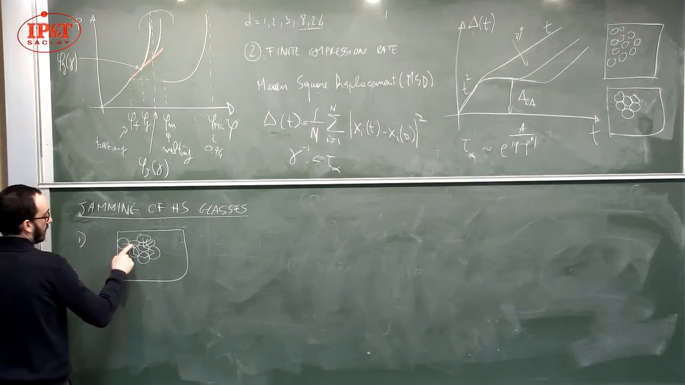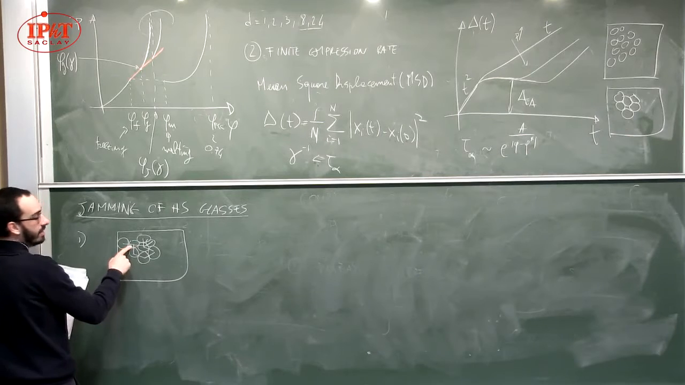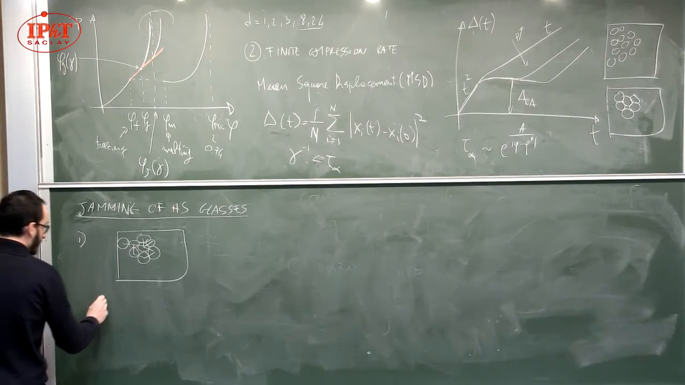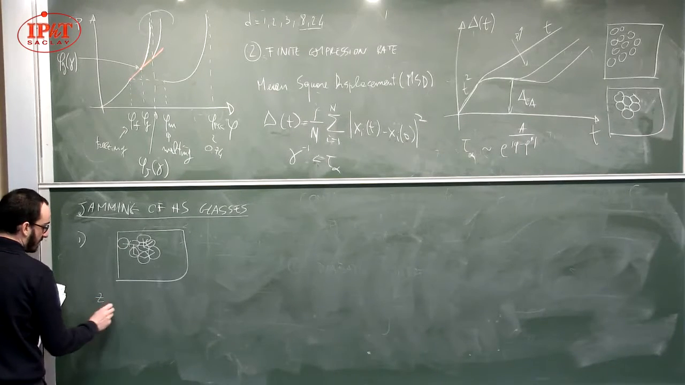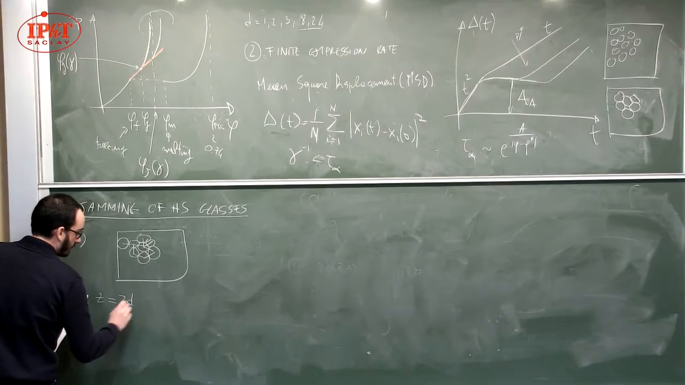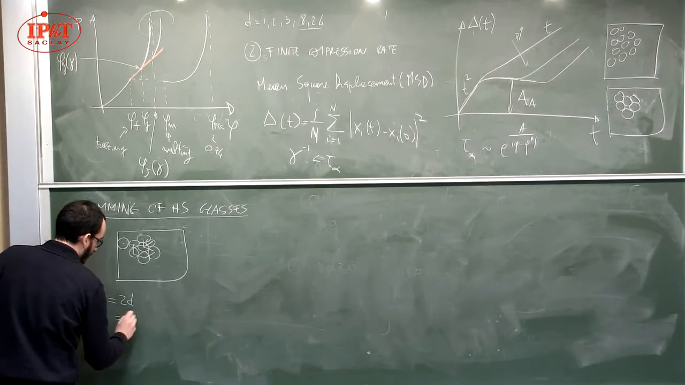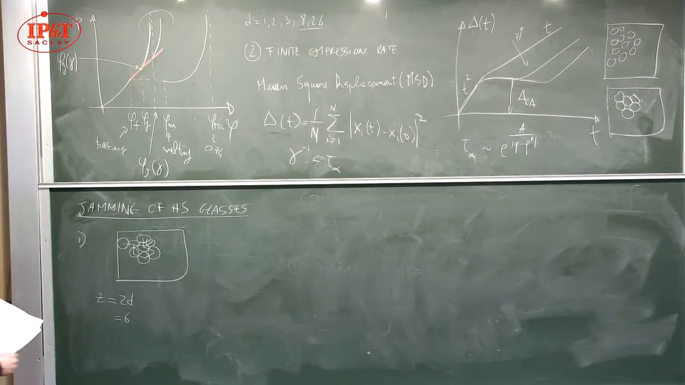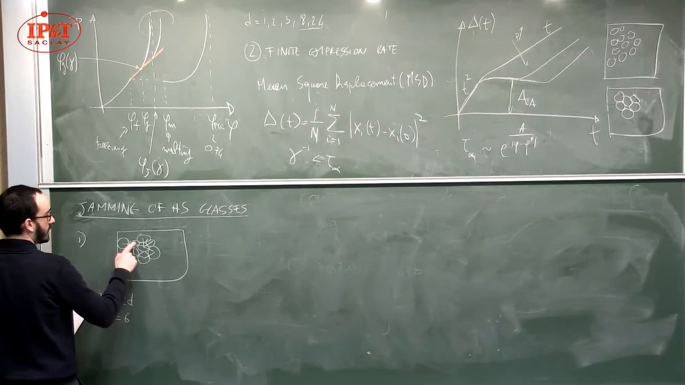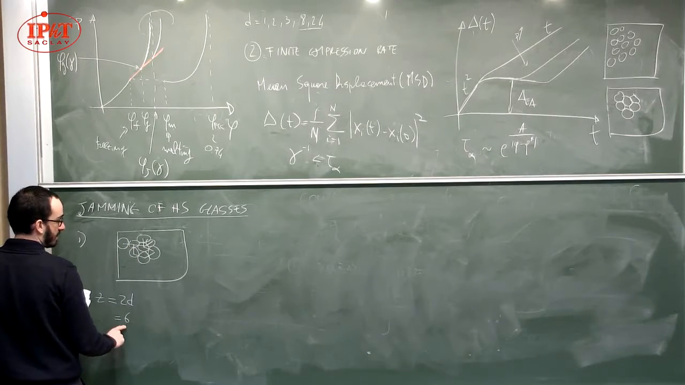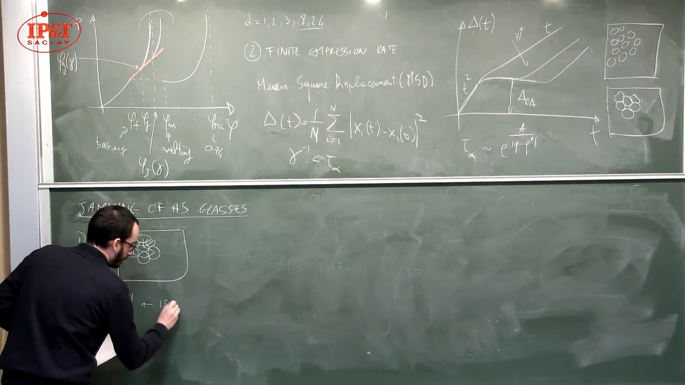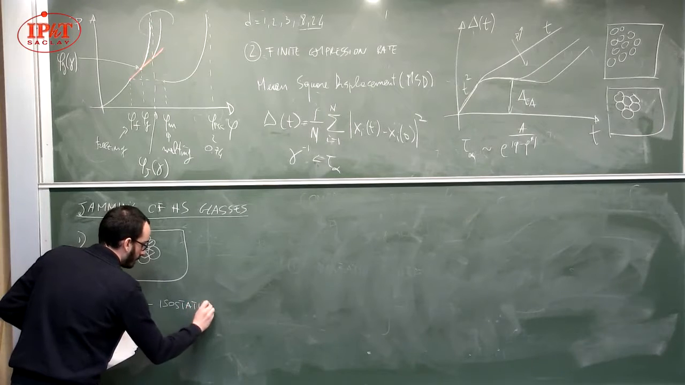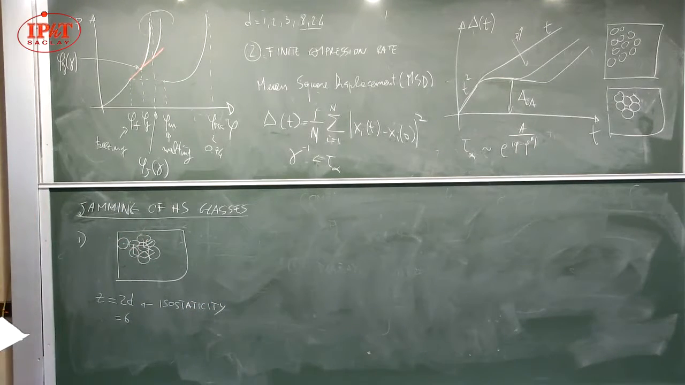So what you can do is compute the average degree of this network. And what you realize is that the average degree of the contact network, which I call Z, is 2 times the dimension. So for d equal to 3, it's 6. This means that typically each sphere is in contact with 6 other spheres in 3 dimensions. And this property is called isostaticity, and I will describe it in the context of the perceptron.